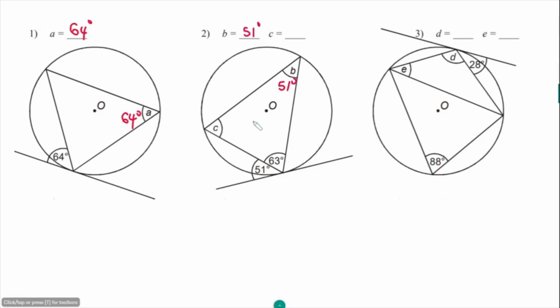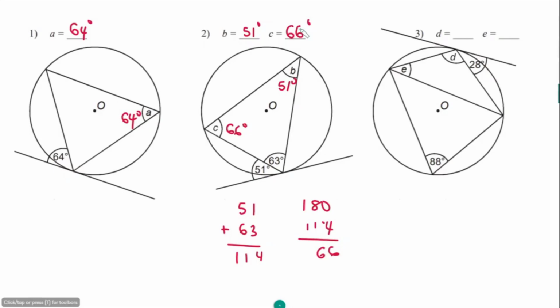Okay. And then to find angle C, you can think of these three angles. You add up to 180, the angles in the triangle. So I'm going to add up 51 and 63. 51 add 63 is going to give me 114. And to get the angle C, I'm going to subtract this from 180. That's going to give me 66 degrees. So angle C is 66 degrees.